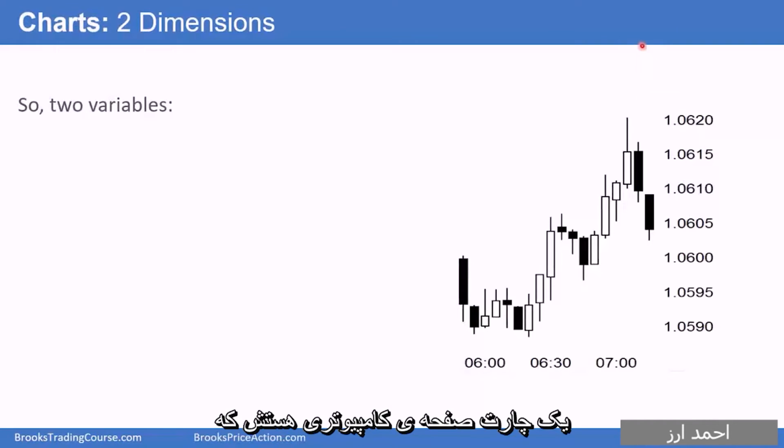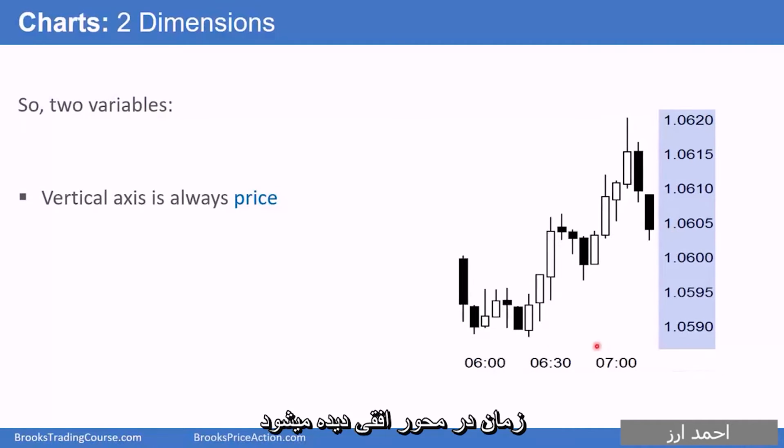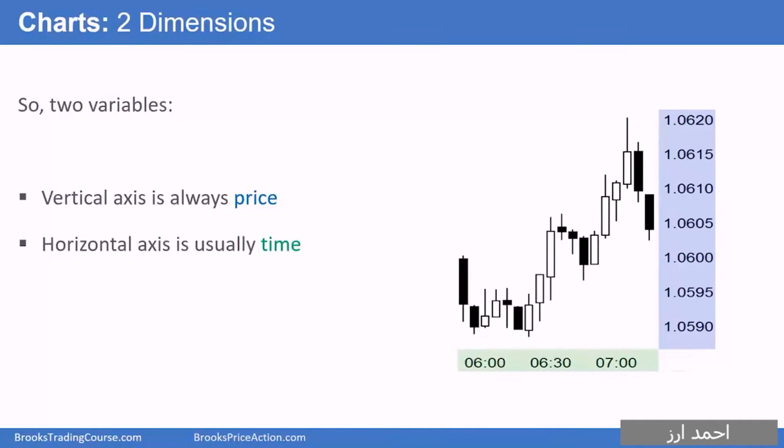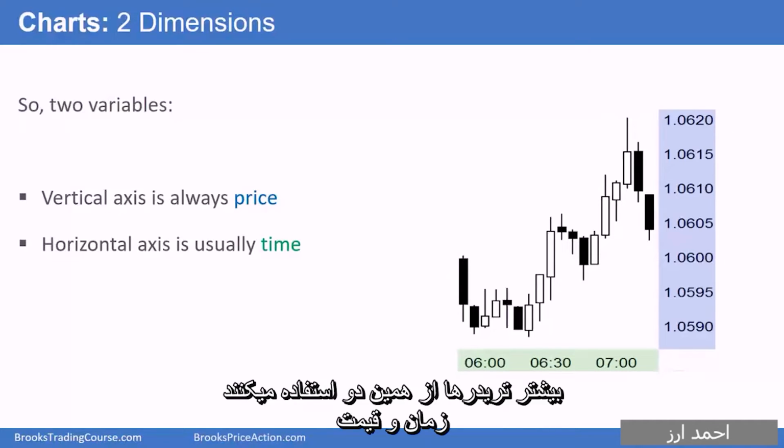A chart is on a computer screen. A computer screen has two dimensions. It's wide and it's high, and therefore it can show two variables. Traders usually put price on the vertical axis and time on the horizontal axis. Some types of charts have things on the horizontal axis other than time, but most traders use time on the horizontal axis and price on the vertical axis.